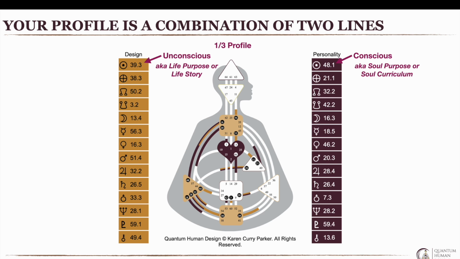So in this particular chart, you'll see the 48.1 and you'll see the 39.3. So the profile of this particular chart is a 1 and a 3. So this is a 1-3 profile.